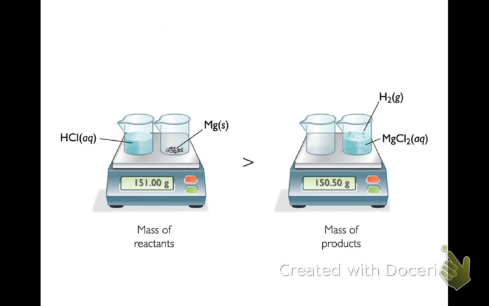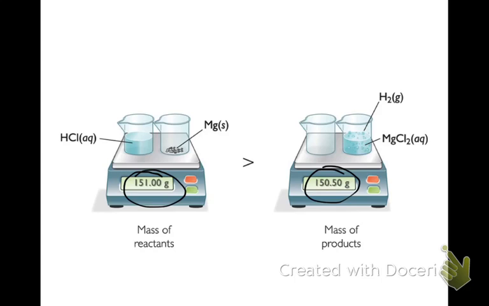And here, in this case, we have hydrochloric acid and magnesium, and we're going to see what happens when we put them together. Beforehand, we have 151.00 grams of the reactants, and at the end, we have 150.50 grams of the products. We've lost half a gram when we're doing this.